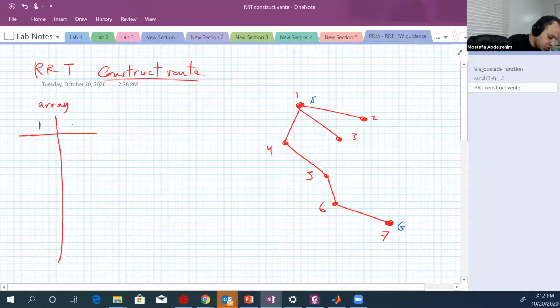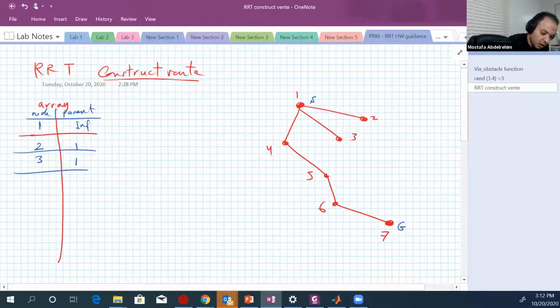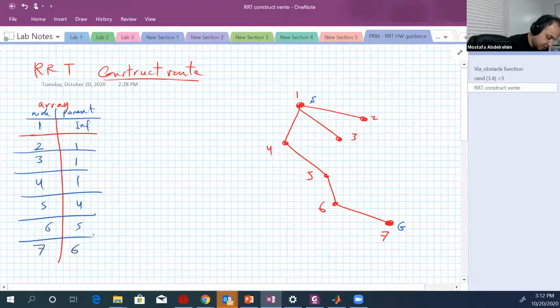Here, 1 has no parent, so for this node the parent is infinite. Infinite means no parent, the root of the tree. 2 has parent 1, 3 has 1, 4 is also 1, 5 is 4, 6 is 5, and 7 is 6. Once you reach the goal, which is 7, you start to construct the route. You check the parent, until you reach the start.